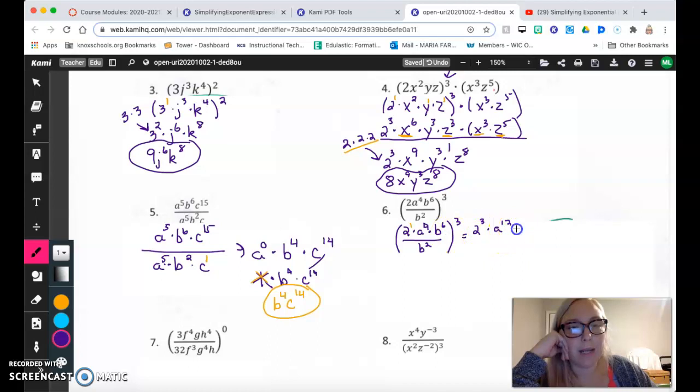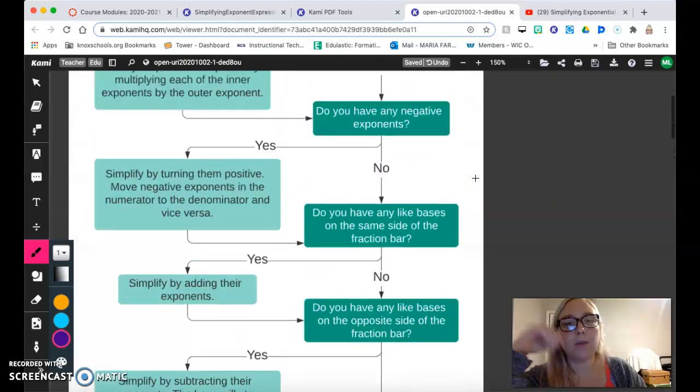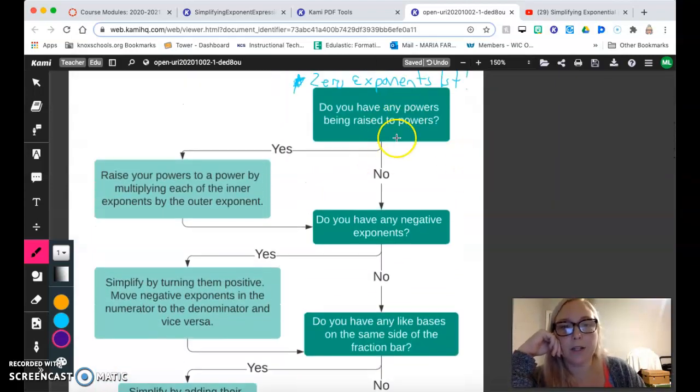We have b to the 6th raised up to the 3rd power. Keep the base, multiply the exponents. 6 times 3 is 18. And then we also have b to the 2nd, which is also being raised up to the 3rd power. So we keep that base and multiply the exponents. 2 times 3 is 6. That's the first step. We go back up to our flow chart and see what we do next. We took care of the powers.